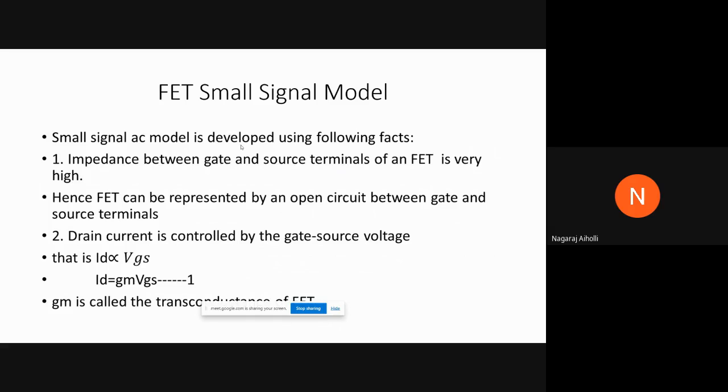Then the drain current is controlled by the gate to source voltage. This I have explained at the beginning. The gate to source voltage controls the output current or the drain current, as it is a voltage controlled device. If it is a voltage controlled device, we say that ID is proportional to VGS. If we equate this, we get ID equal to gm VGS, where gm is called the transconductance of FET. So gm is ID by VGS, that is current divided by voltage. So it is the conductance or the transconductance of the FET.